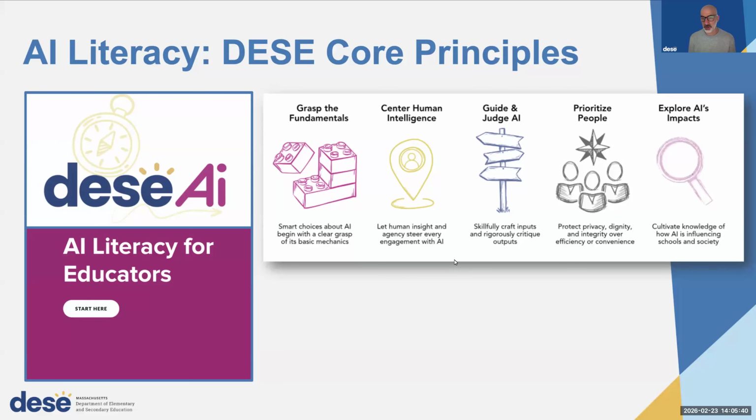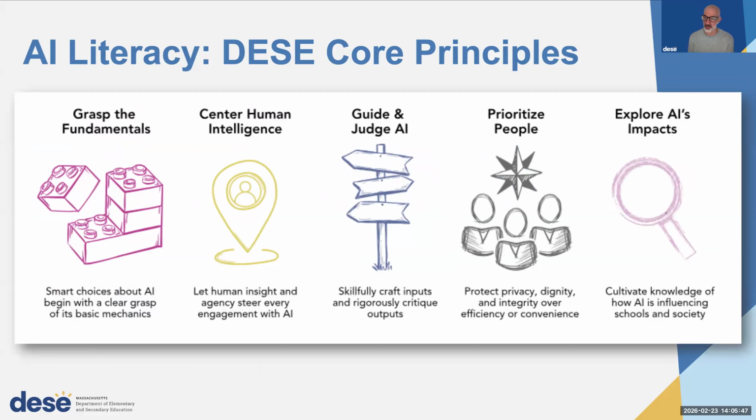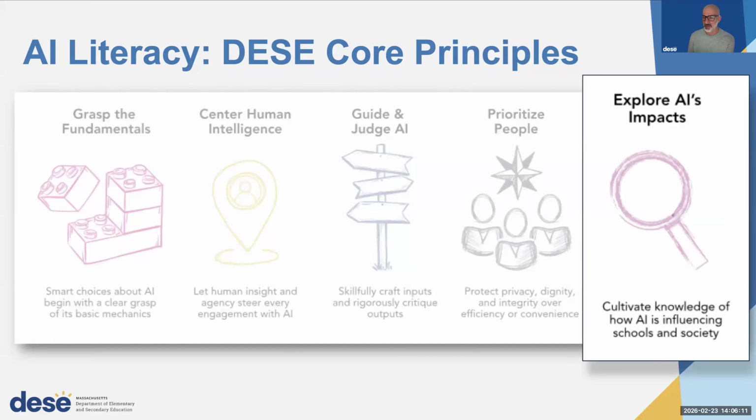Now we're building the entire experience off of these core principles around AI literacy. This session in particular is exploring the last one here, which is AI's impacts. Our goal here is to cultivate knowledge of how AI is influencing schools and society outside of manipulating the tools effectively through skillful prompting, or beyond understanding data privacy and security issues to be aware of, or having a framework for use. So we're thinking beyond the keyboard and beyond daily use to bigger concepts. And that's how we're going to be exploring AI's impacts.